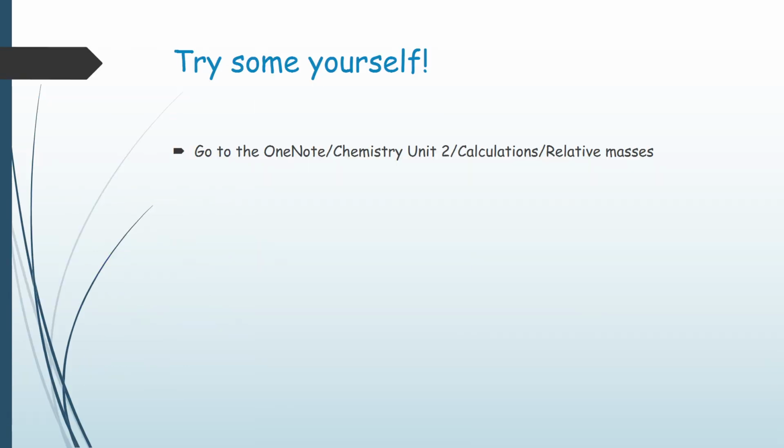As long as you can write a correct formula and use a periodic table, you should always get these right. I'd like you to go to your OneNote and try some examples. Under Chemistry Unit 2 Calculations, there's relative masses. There's about 20 to do. Make sure you get your formula correct, because once you've got your formula correct, you shouldn't have any issues.